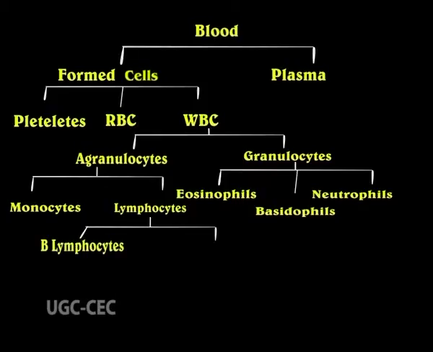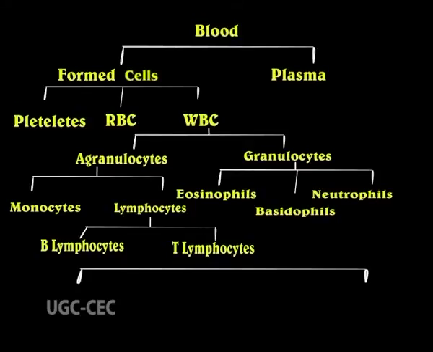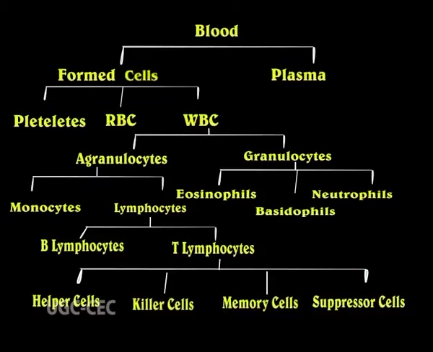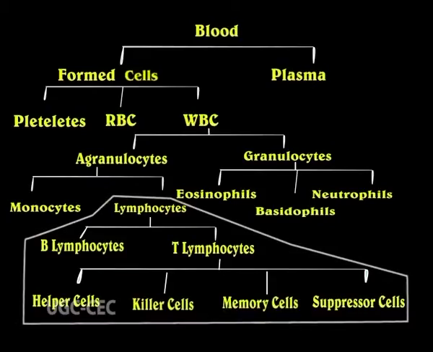Lymphocytes: B lymphocytes and T lymphocytes. B lymphocytes produce antibodies, while T lymphocytes comprise four cells. They are helper T cells, killer T cells, memory T cells and suppressor T cells. Figure 1. Blood and its components in human beings. Highlights are parts of immunity.